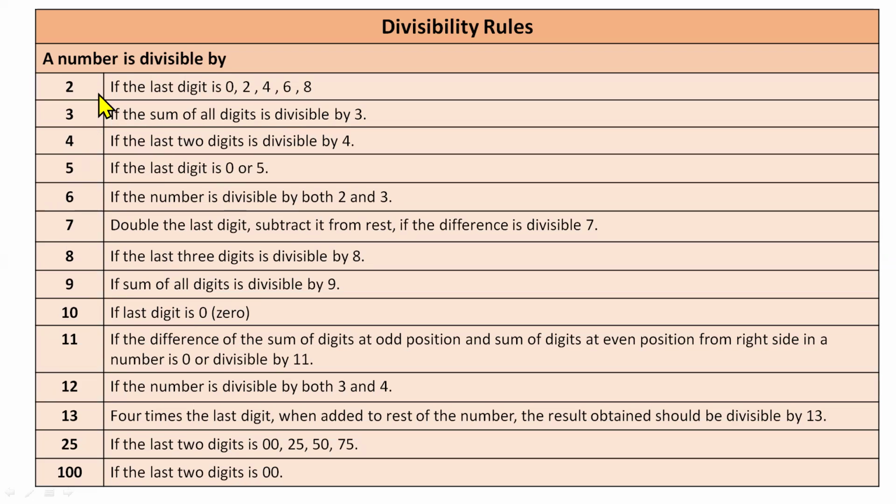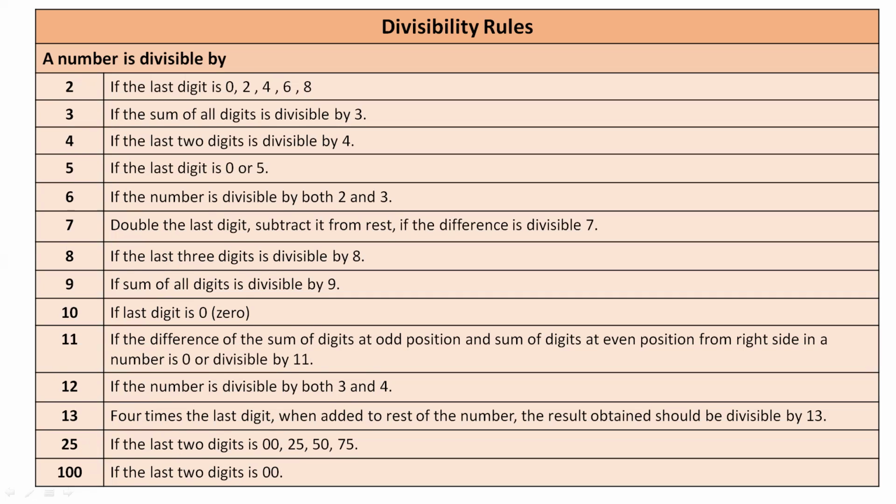So you have done till 10. Now 11, you have to find the difference. 12 is similar to 6. Number should be divisible by 2 and 3, 2 3s are 6. And for 12, 3 4s are 12, 3 and 4. It should be divisible by both. 13 is similar to 7 a bit. There we are doubling the last digit, here we are taking 4 times the last digit. There we subtract, here we add.